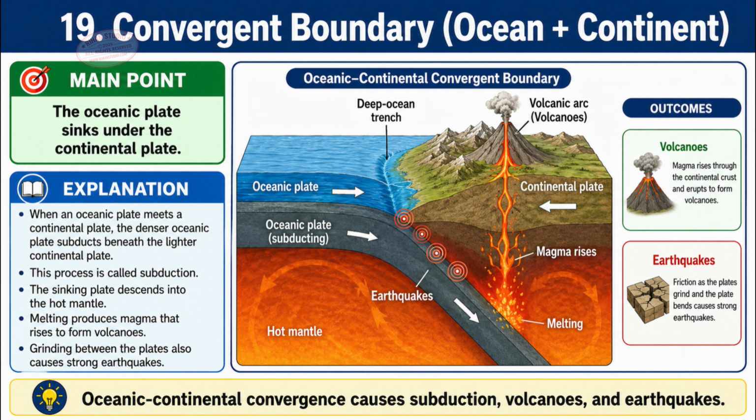Convergent boundary: ocean plus continent. The oceanic plate sinks under the continental plate. This subduction leads to volcanic activity and earthquakes.